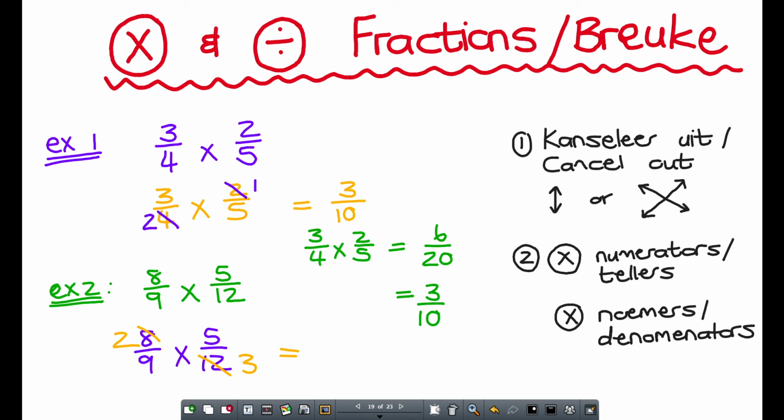Okay, so now I multiply the numerators. So 2 times 5 gives me 10. Now I multiply denominators. 9 times 3 gives me 27. Can it go simpler than that? No. Okay. You guys good? You going to try one on your own?